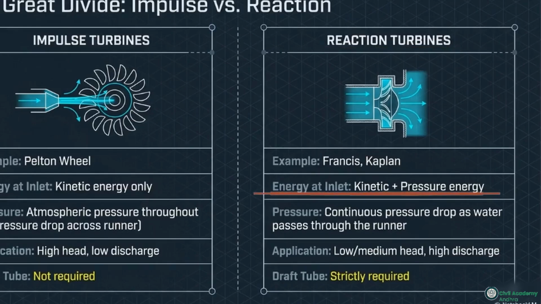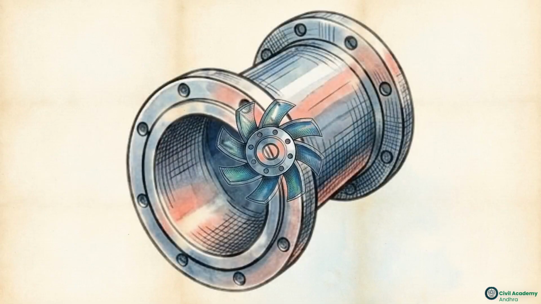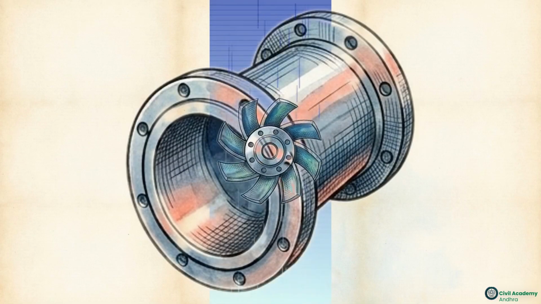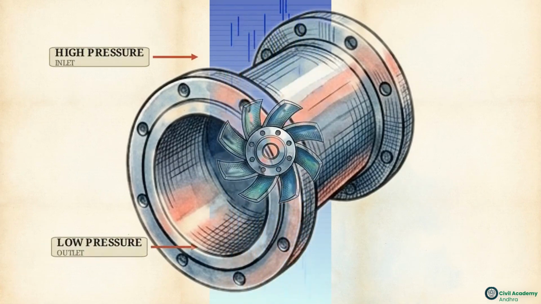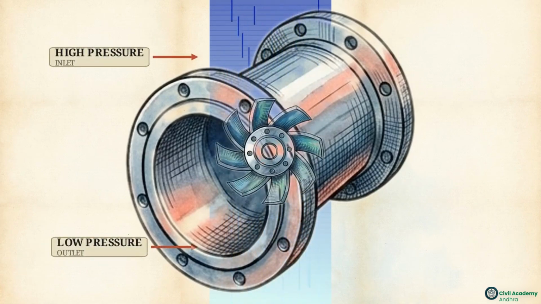Here, the machine uses a combination of kinetic and pressure energy. The runner is completely submerged and enclosed, forcing the water to push its way through. This creates a continuous pressure drop from the moment water enters the turbine until it exits.